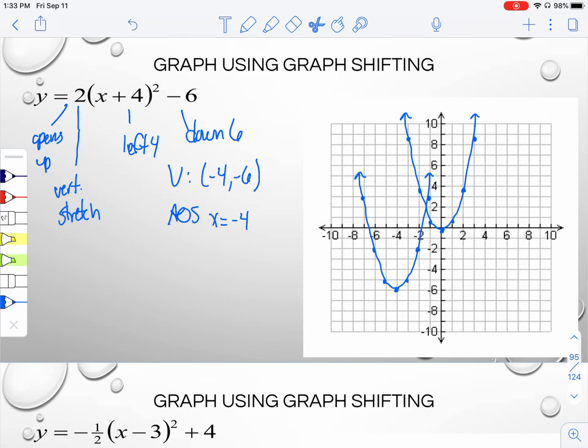As you look at your staircases here to go from point to point as we move, counting by ones on the x, it goes 1, 3, 5, 7, our staircases. That's what we're going to multiply by our a value, that vertical change. So that's still going to be our vertex there at (-4, -6), but instead of climbing up 1, we're going to climb up 2 and out 1.